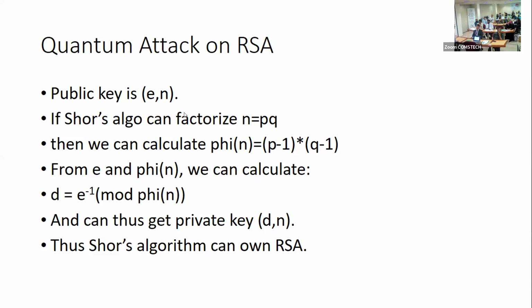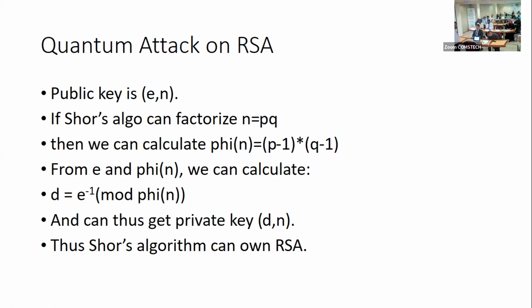The public key is E and N, remember? So N is P multiplied by Q. But I don't know P and Q, because if I had known P and Q, then I would be able to do (P minus 1) multiplied by (Q minus 1), I would be able to calculate the totient function. And if I have the totient function, then using this, I can get D: E raised to the power minus 1 mod phi. Phi is my totient function.